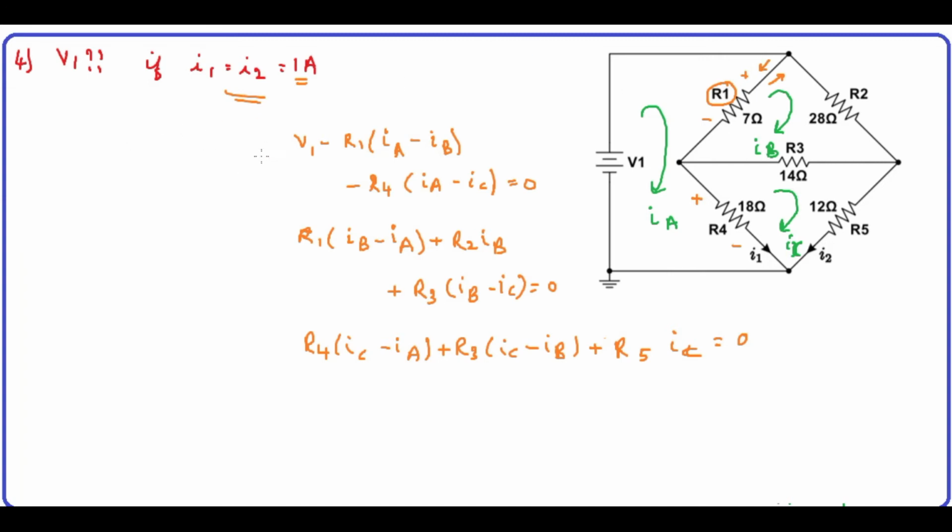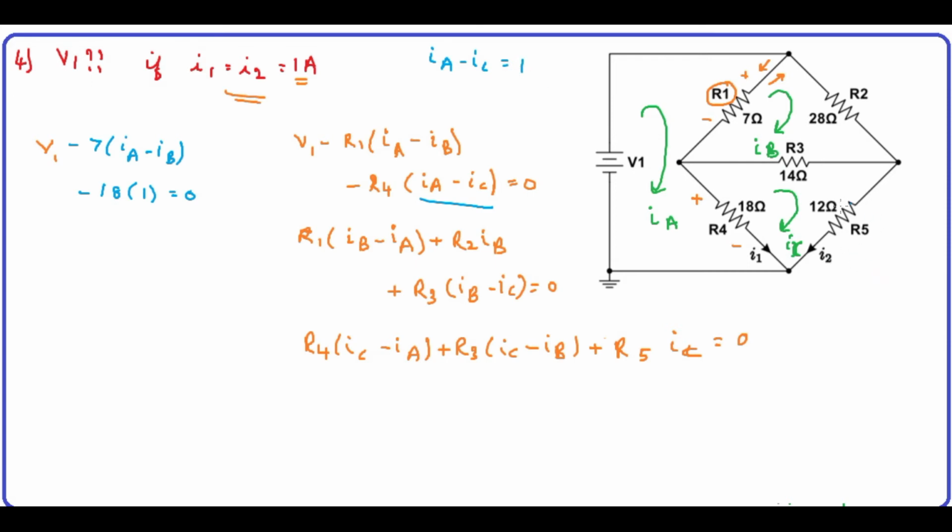So I want to convert this equation 1. So equation 1 is V1 only. V1 minus R1, whose value is 7, into IA minus IB, and minus R4, which is 18 ohm, into... so the current passing through R4 has been given, that is I1. Its value is 1. So simply I can take I1 equal to 0. So IA minus IC is equal to 1.